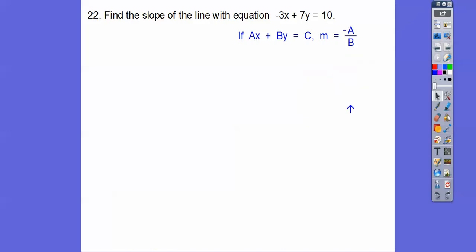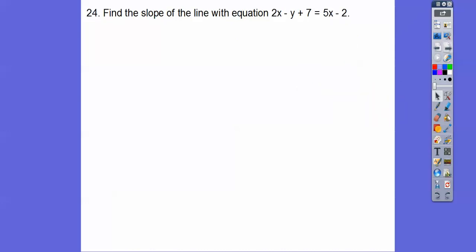Okay, so I want to copy that so I can use that again. Okay, almost done, you guys. All right, so find the slope of this line right here. Okay, so here what I'm going to do, I think, is what I did when I put this lesson together a few days ago: I'm going to solve for y and get it in slope-intercept form, y equals mx plus b.